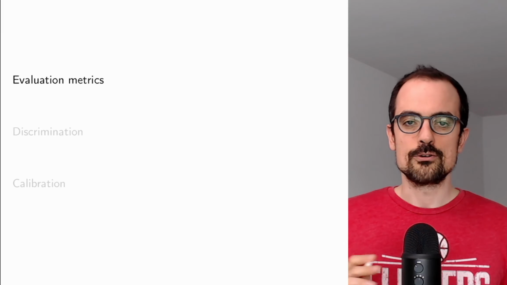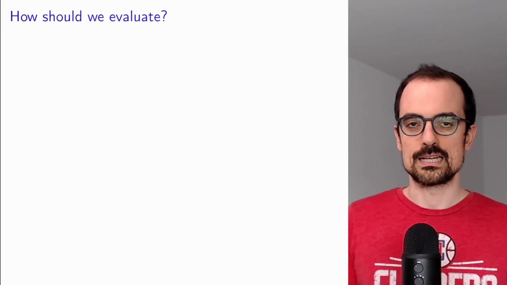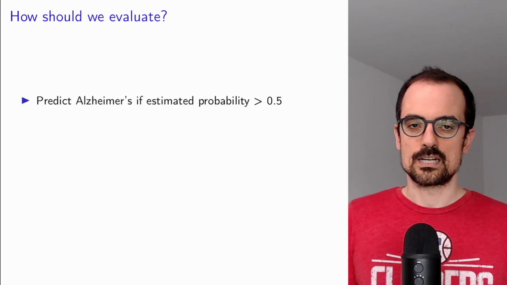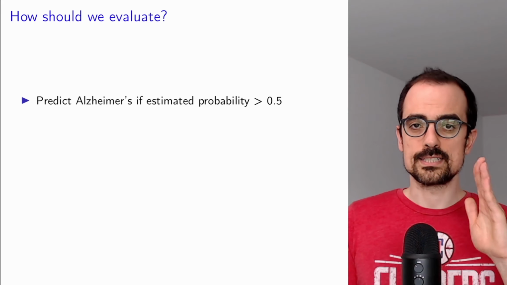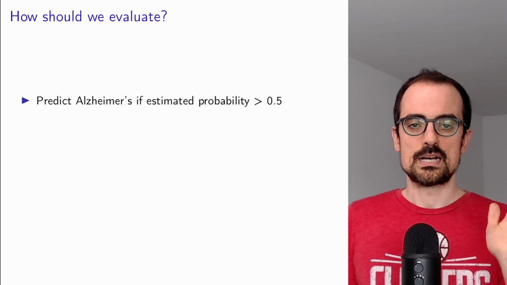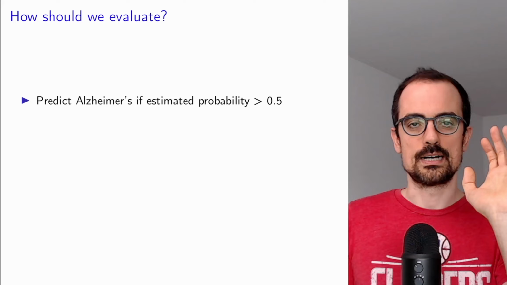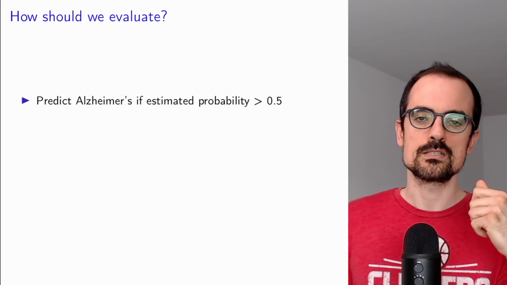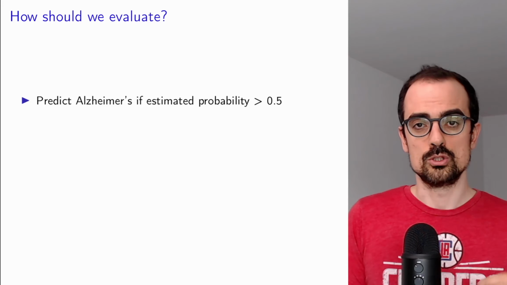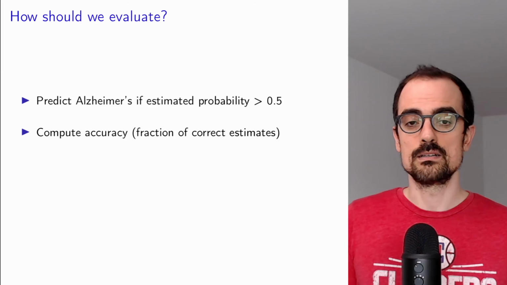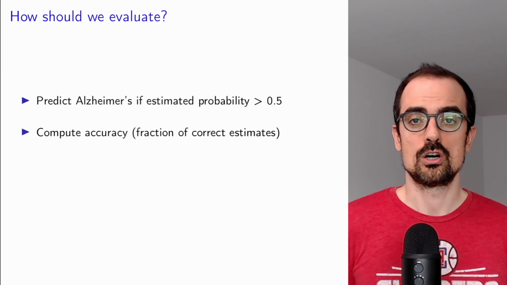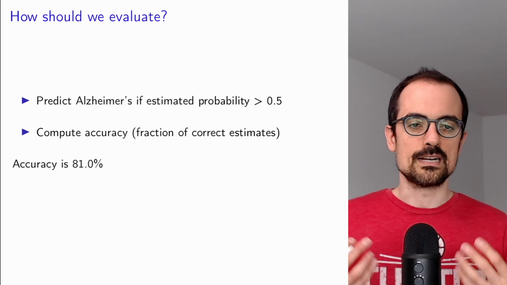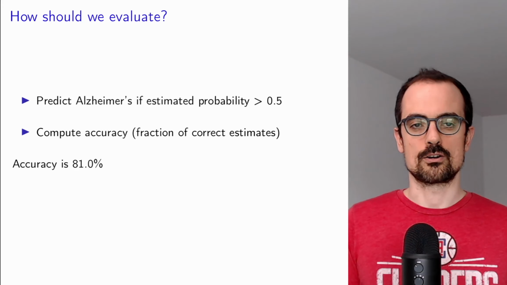Okay, so evaluation metrics. How should we evaluate our classifier for diagnosing Alzheimer's? The first thing that comes to mind is set a threshold. As I said, above 0.5, we're going to say people have Alzheimer's, because the classifier estimates the probability of Alzheimer's. Below 0.5, we're going to say that people are healthy, and then we can see what fraction of the estimates are correct. This is a pretty reasonable metric. In our case, 81% of the estimates are correct.